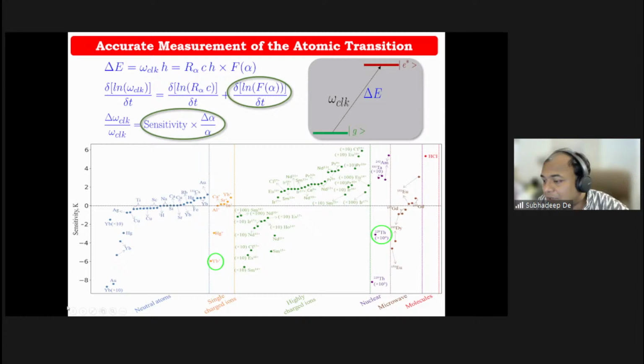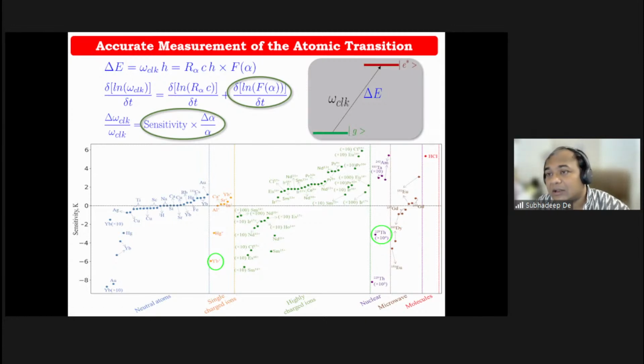So here what I am showing is the sensitivity for different species. These are, for example, neutral atoms. These are singly charged ions. These are highly charged ions. This is nuclear, like thorium, which is most sensitive, so this is scaled down by 10 to the power 3 to put them into the same plot. Then dysprosium or other elements, which is microwave transitions, and molecules. So this is sort of all the elements that have been investigated theoretically or experimentally to find out their sensitivity factors. And among them, thorium has the highest sensitivity.